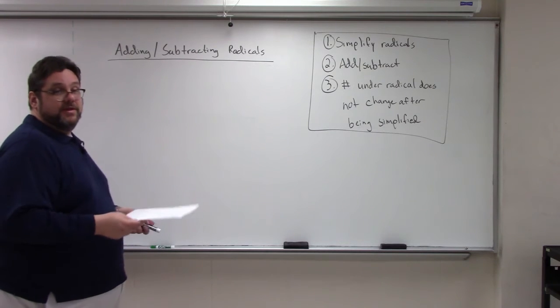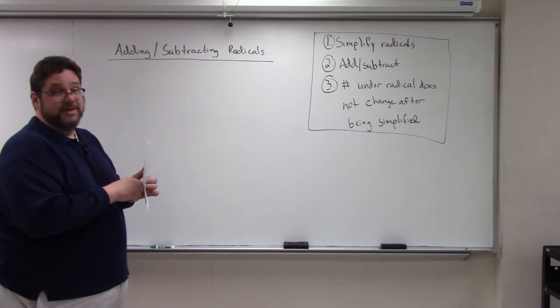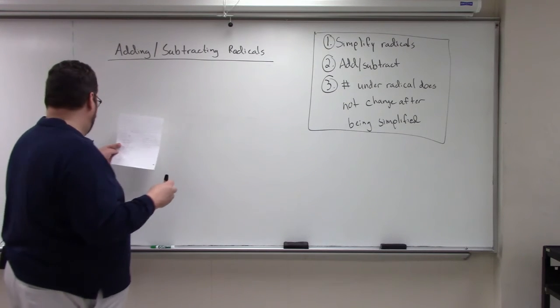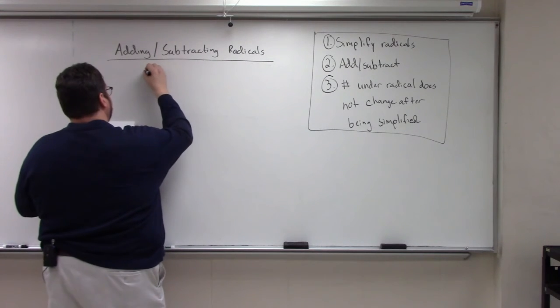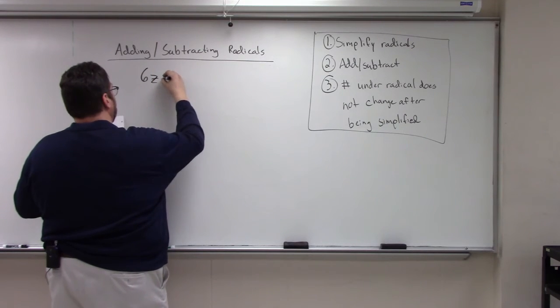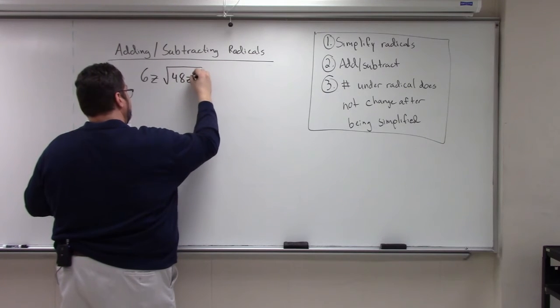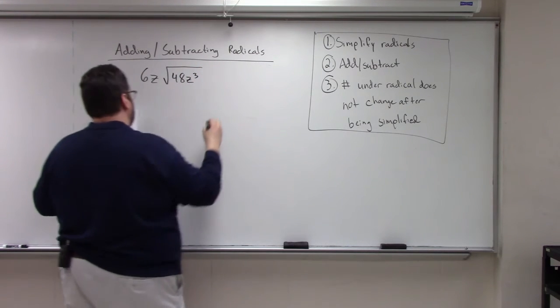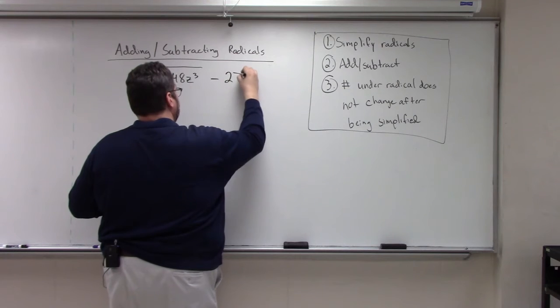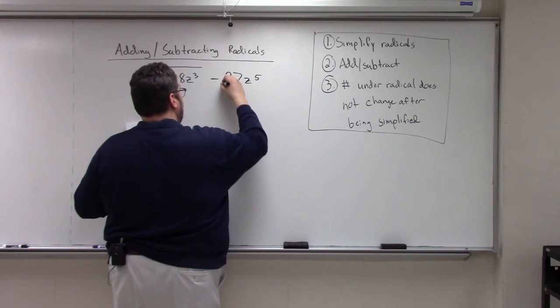All right, let's do one that looks really hard and really obnoxiously complicated. All right, 6z square root 48z to the third minus 27z to the fifth, and that is under the square root.